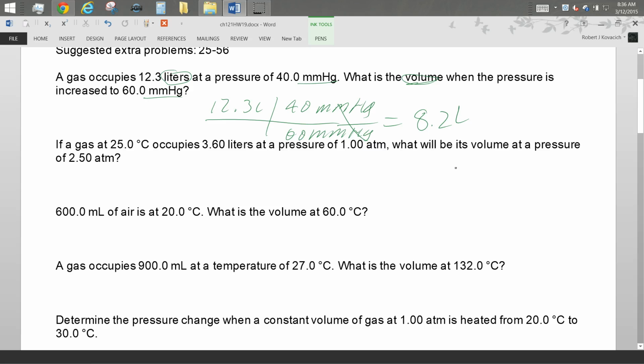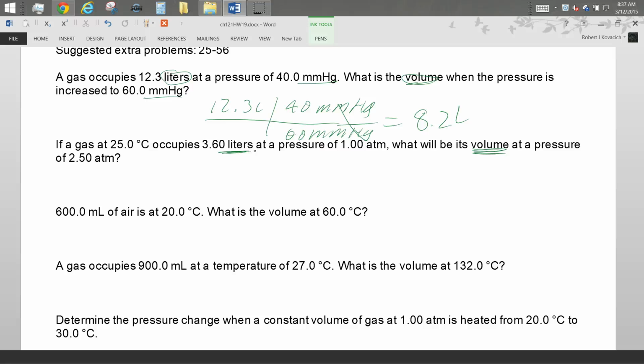What's happening in the next one? What are we looking for? I'm looking for the volume again, and I have a volume unit, and I've got this gas at 25 degrees Celsius. It's at 1 atm, and then it goes to 2.5 atm. So what's different about this question? That's temperature, volume, and pressure. Okay. How does that affect the question? That's one increase and the other one increases.